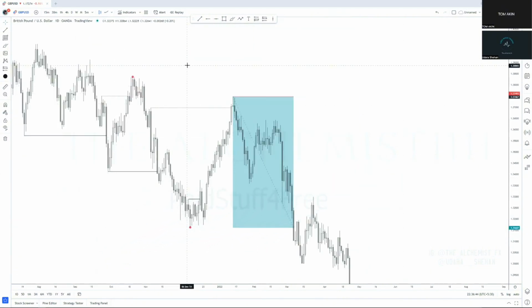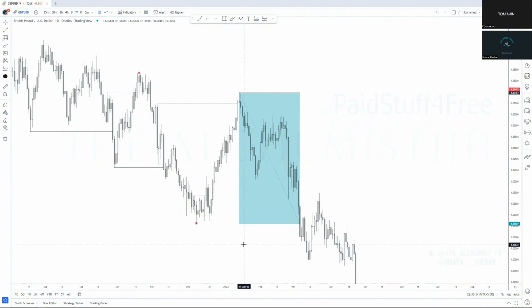Yeah, awesome. So when you marked out your daily range, when you got the bullish breakout structure, while you were waiting for the internal range liquidity to be taken out, would you be looking down to the 15 minutes for any reaction?